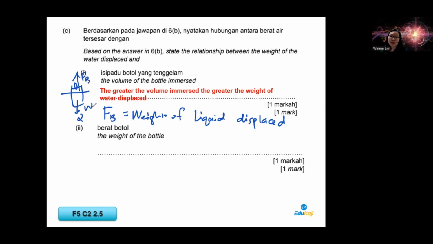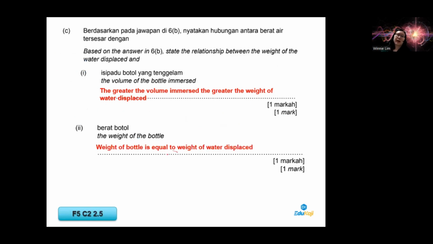So this weight is actually referring to the weight of the bottle or object, correct? So we say that their relationship is what? Equal. But in this context, buoyant force is also the weight of liquid displaced, right? So they want you to link the weight of water displaced and the weight of the bottle. So there should be what? The same as well. Okay, equal.